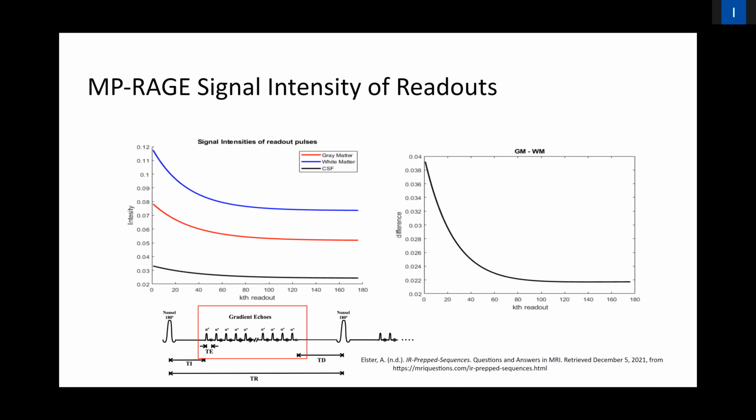We can see the separation decreases as we continue because the rates are mostly based on T1, and we can see that the white matter, which has the lowest T1, decreased at a faster rate compared to the CSF, which had the highest. The simulation was used to visualize the signal intensities along the readout pulse number to see that the contrast between white matter and gray matter is possible using the equations from the previous slide.